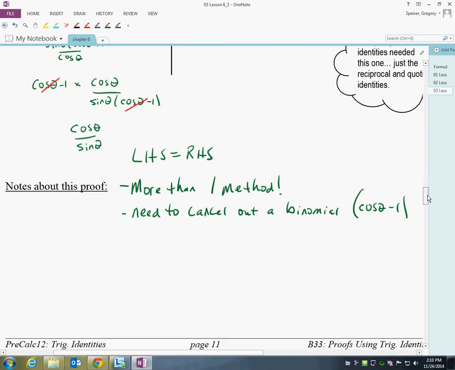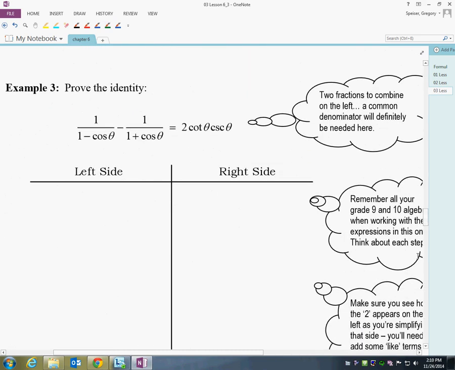As we go to example number 3, I'd like you to try this one on your own. I'll end this video, and then the start of the next one will show the answer for example number 3.